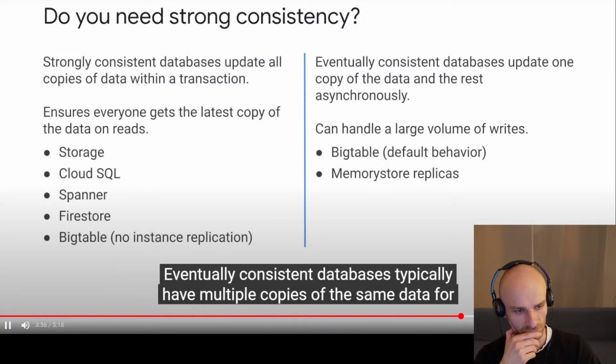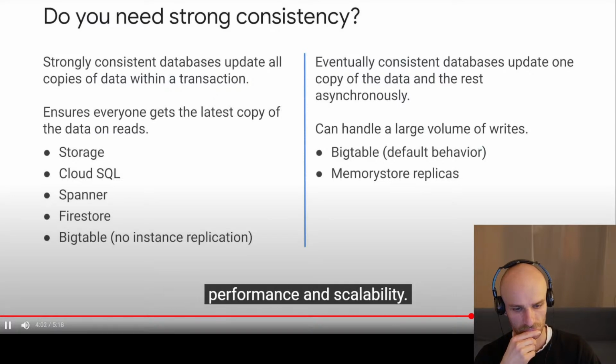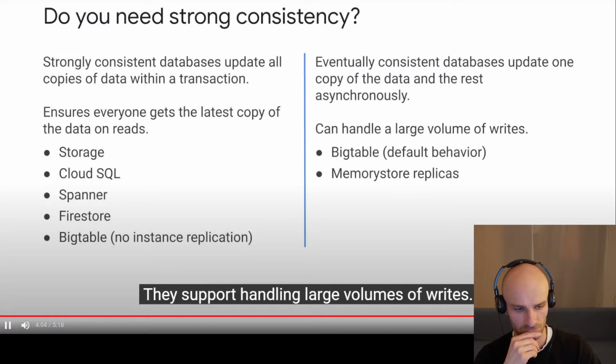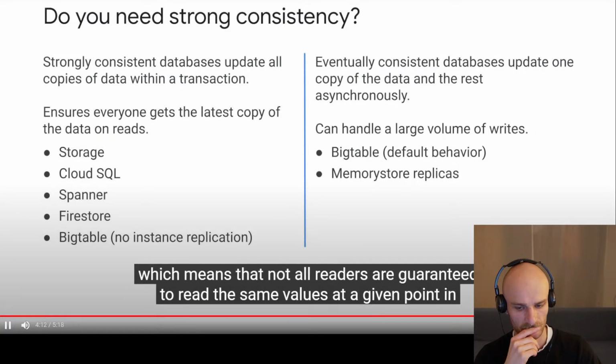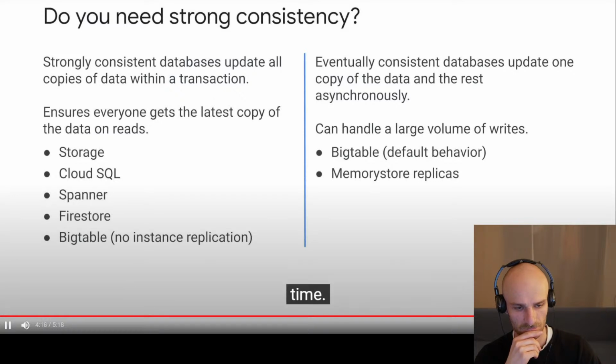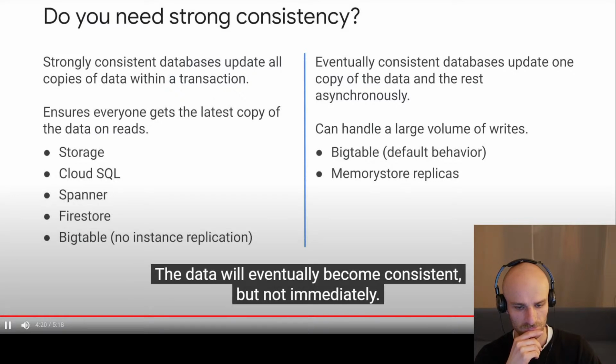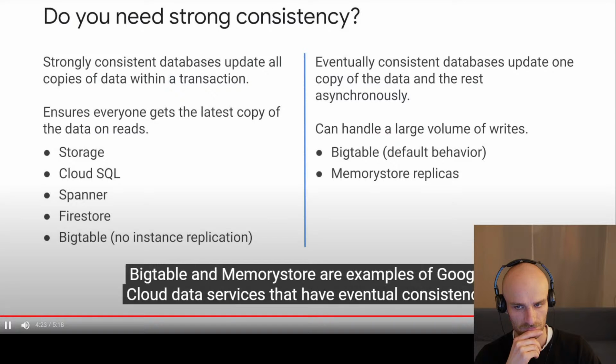Eventually consistent databases typically have multiple copies of the same data for performance and scalability. They support handling large volumes of writes. They operate by updating one copy of the data synchronously and all copies asynchronously, which means that not all readers are guaranteed to read the same value at a given point in time. The data will eventually become consistent, but not immediately. Bigtable and Memorystore are examples of Google Cloud data services that have eventual consistency.